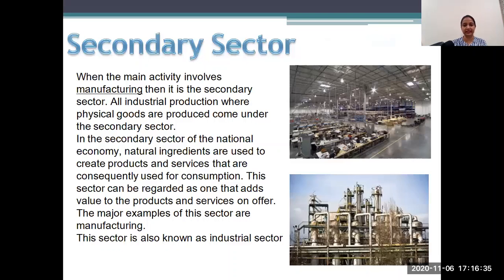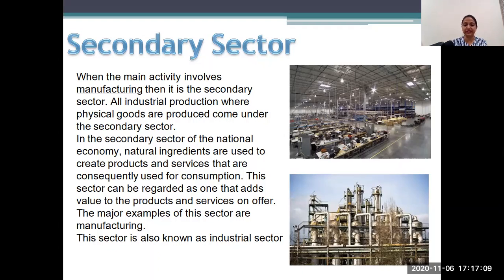Then we come to secondary sector. Here in this picture, what you can see is something is being manufactured, isn't it? So when the main activity of any sector is manufacturing something, this is secondary sector. That means converting the raw material from the primary sector into finished goods, making such products into usable products which can be consumed by the consumers. This is known as the secondary sector.